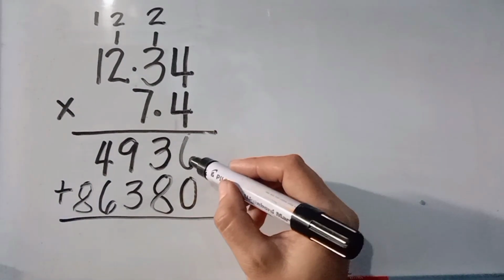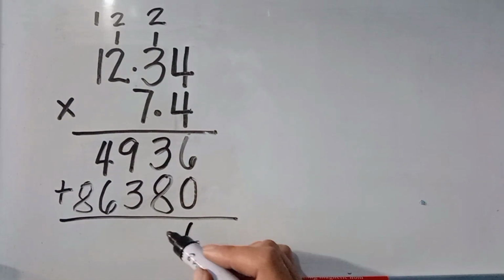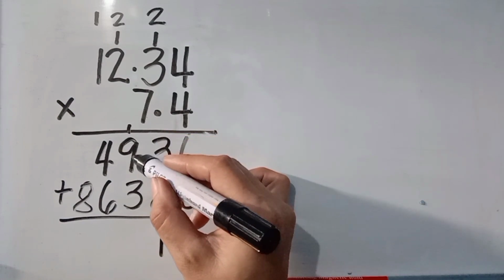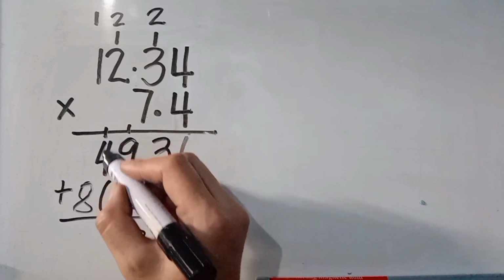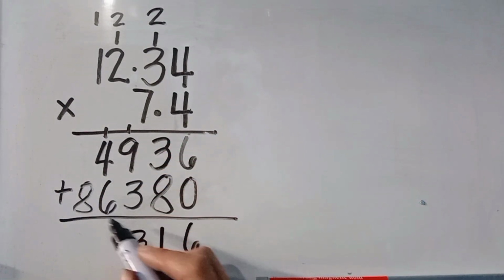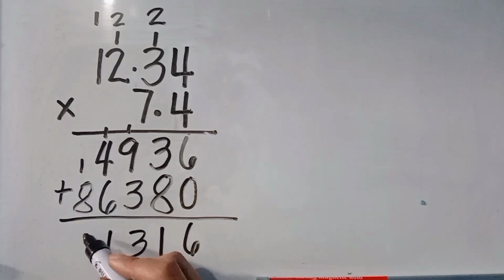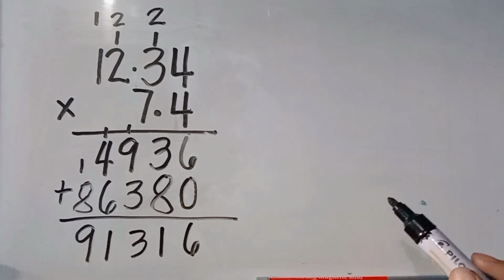Okay, 6 plus 0, the answer is 6. 3 plus 8, the answer is 11. Carry 1. 1 plus 9, the answer is 10. Plus 3, the answer is 13. Carry 1. 1 plus 4 is 5. 5 plus 6, the answer is 11. Carry 1. 1 plus 8, the answer is 9. So, next, what are we going to do?